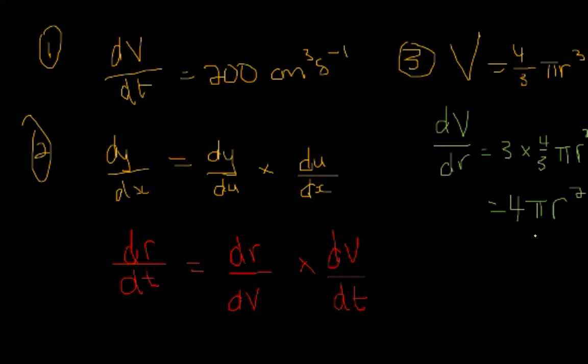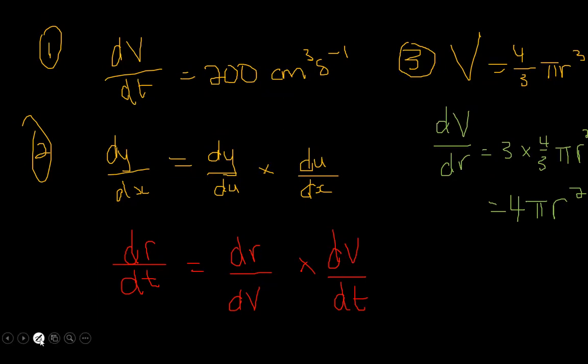But there's a problem. This is dV on dr. So I had no problem finding that, right? It's 4 pi r squared. But that's not what I want. I want dr on dV. So what exactly do I do? Anybody has any ideas? I have dV on dr, but I want dr on dV. What to do? Put it under 1.